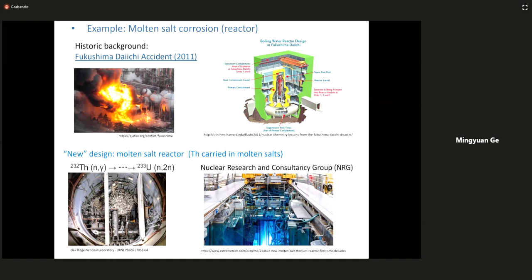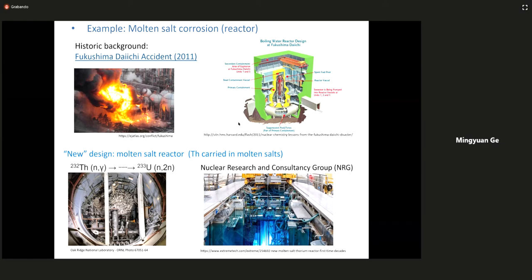Another lesson we learned is that they use a new nuclear source, like thorium instead of uranium, because thorium is much safer. It can be mixed into another molten salt and fed into a reactor. And the reaction can be much easier to control compared to uranium.